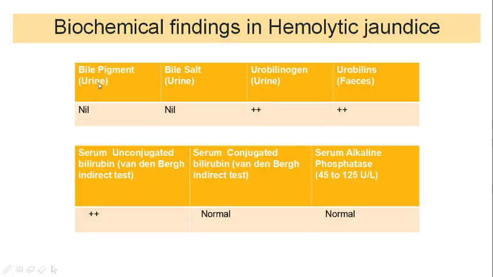Bile pigments and bile salts are completely absent in urine. And in positive tests, you can find the urobilinogen test will be positive in urine, and in feces you can find urobilins. And due to excess unconjugated bilirubin, the Van den Bergh indirect test will be positive, and serum conjugated bilirubin will be normal, and the serum alkaline phosphatase level also will be normal. So these are the biochemical findings you can find in hemolytic jaundice.